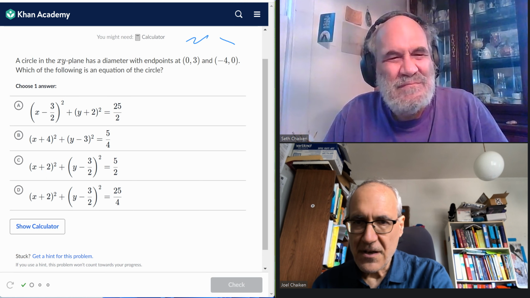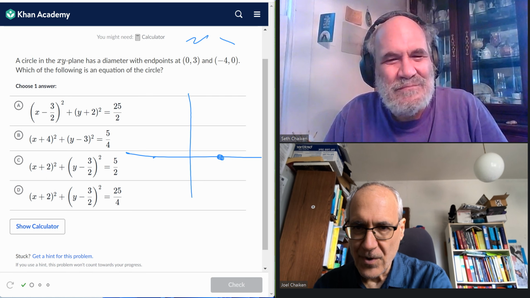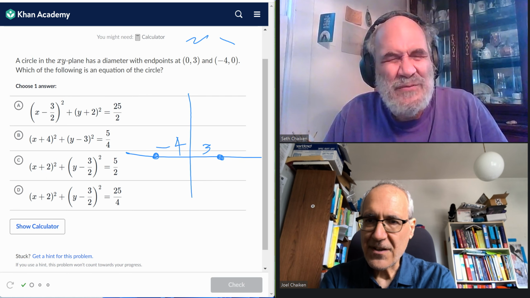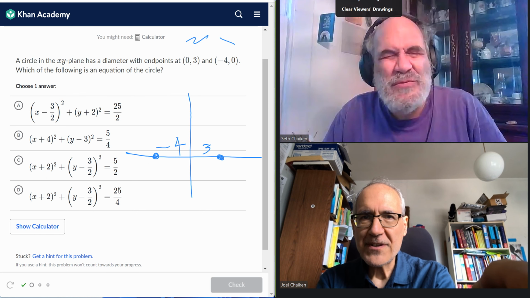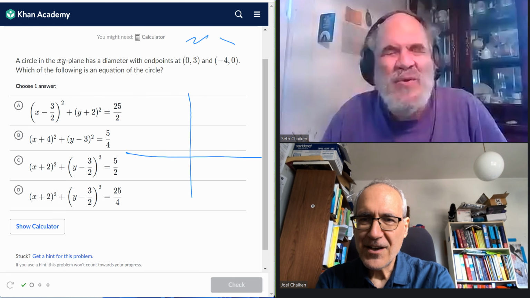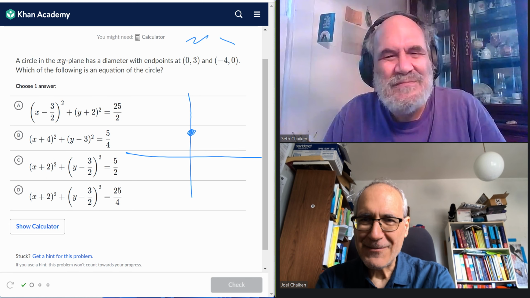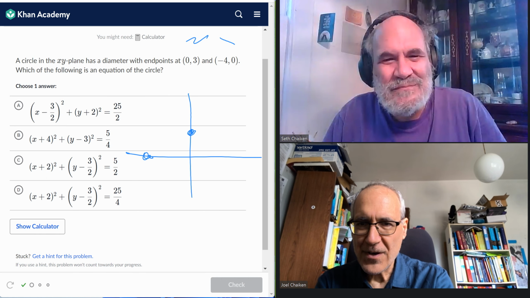Okay, so it doesn't hurt to maybe plot the endpoints: 0, 3, and -4, 0, and then you have to figure out what the equation is. Wait a minute. Oh, you're right. 0, 3 has an x coordinate of 0 and a y coordinate of 3. I always mess that up. So 0, 3, and then -4, 0.